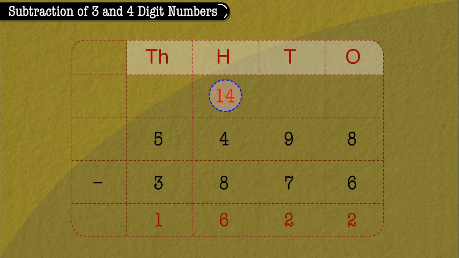Let's do one more example. On subtracting 3876 from 5498, we get 1622.